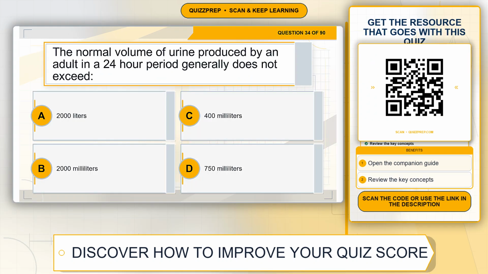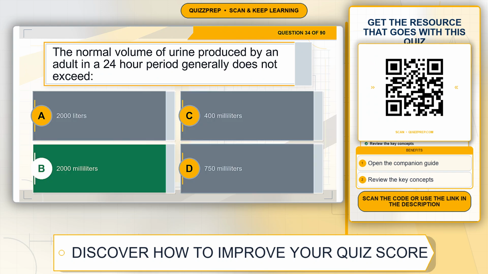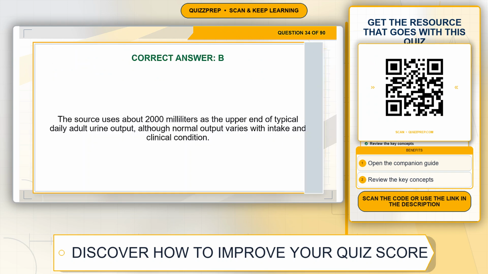Question 34. The normal volume of urine produced by an adult in a 24-hour period generally does not exceed: Option A, 2,000 liters. Option B, 2,000 milliliters. Option C, 400 milliliters. Option D, 750 milliliters. The correct answer is option B, 2,000 milliliters. Explanation. The source uses about 2,000 milliliters as the upper end of typical daily adult urine output, although normal output varies with intake and clinical condition.